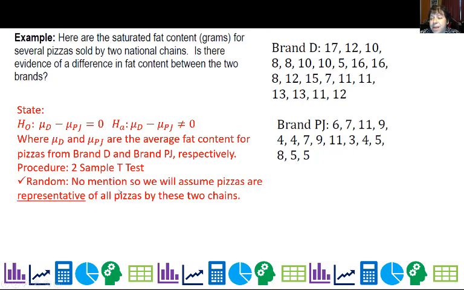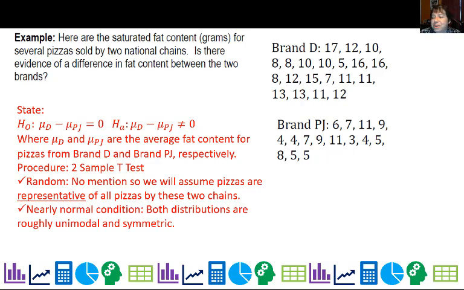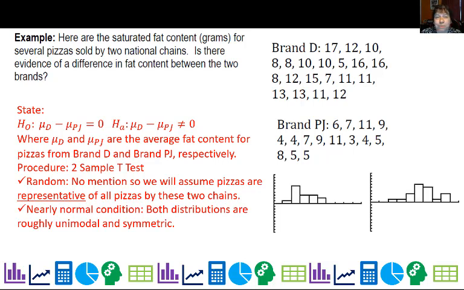Conditions, random. Again, we're going to have to assume that it's representative. There's no mention. There's no reason to think that they would be different, but you never know. Maybe they pulled out the extra skim cheese when they were being sampled. Nearly normal conditions, we basically have our plots from before. Both are roughly unimodal and symmetric, so this will work.